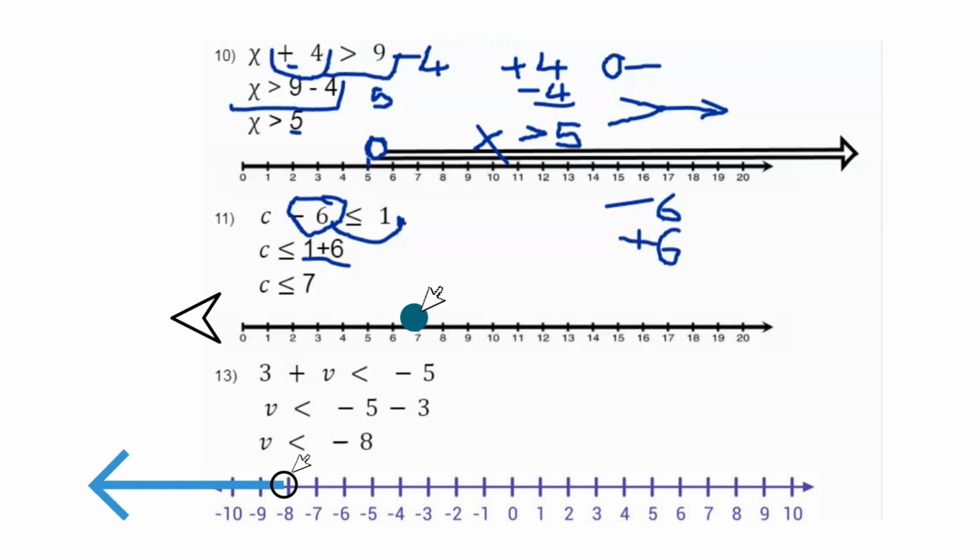So negative 6 plus 6 is going to give us 0. Now whatever thing we did on the left, we're going to do it on the right. So here we will add 6. 1 plus 6 is going to give us 7. That's how we got 7.